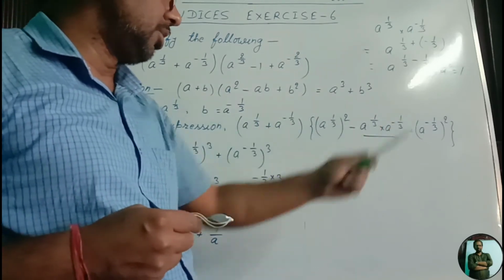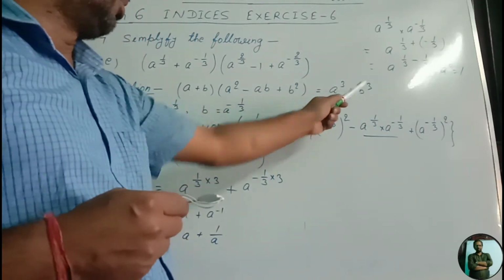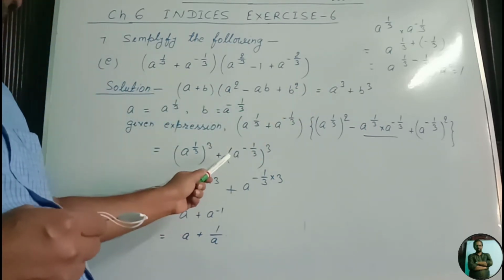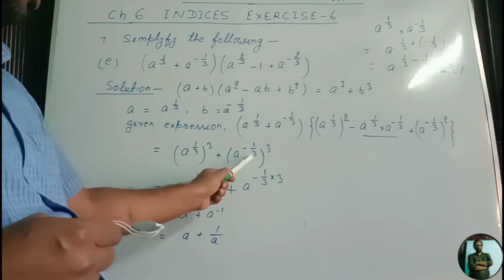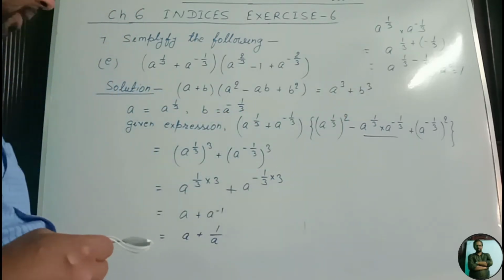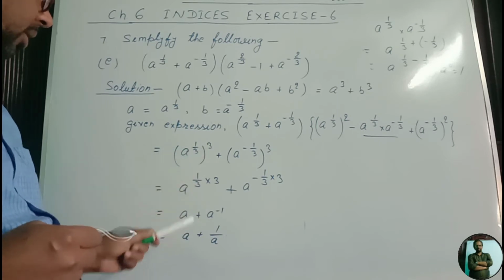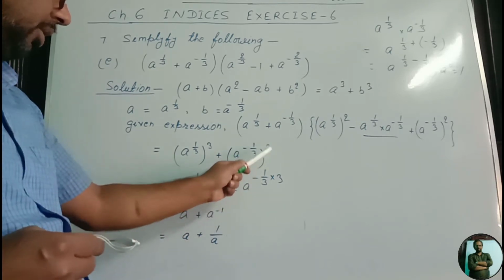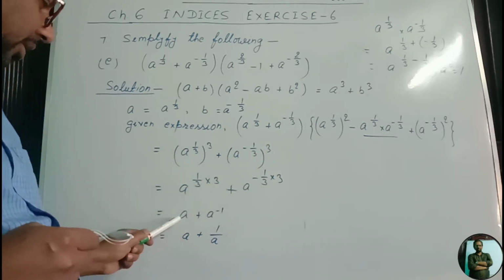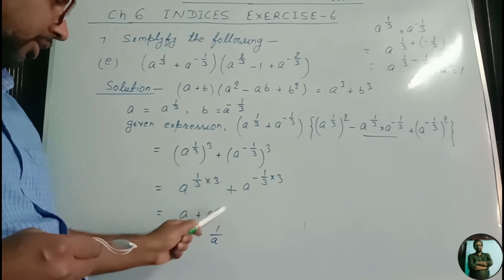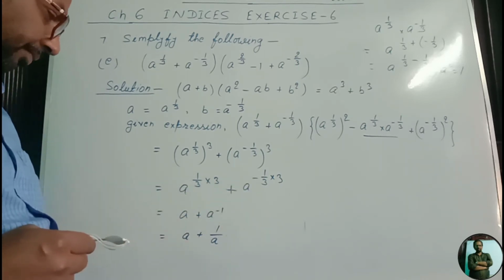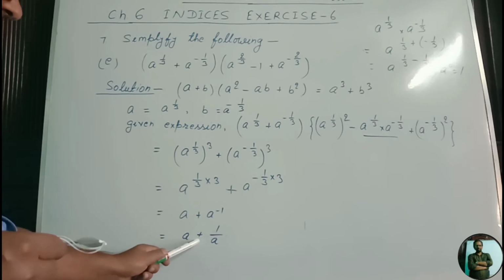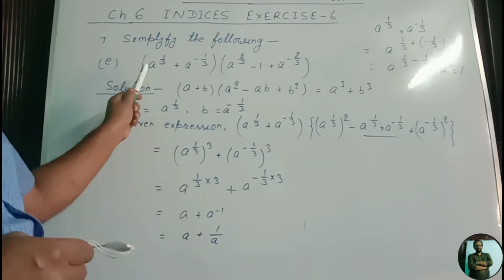Now this is the expression in the form of (a plus b)(a square minus ab plus b square), that is equal to a cube plus b cube. A is a to the power 1/3, so I have given whole cube, and b is a to the power minus 1/3, here is cube, so I have given whole cube. Now these two are multiplied: a to the power 1/3 into 3 plus a to the power minus 1/3 into 3. So this 3 cancelled, a to the power 1, and here a to the power minus 1. A to the power 1 is not written. Now I have changed this negative index into the positive index, so it became a plus 1 by a. This is the answer of this given expression.